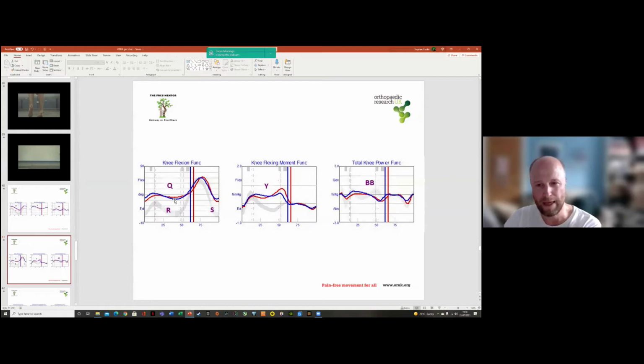Now, what's really interesting about this lad is that clinically, when you examine him on the couch, his knees come fully straight.